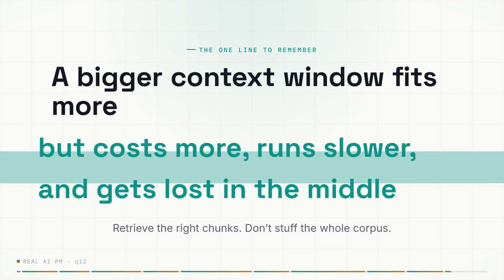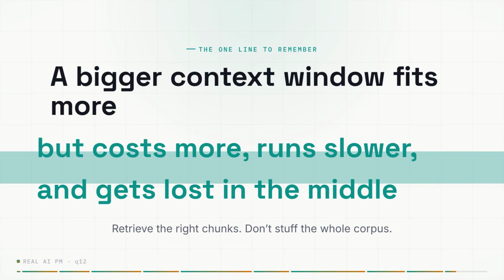Let's recap. The context window is the per request working memory in tokens. Growing it fits more in, which is genuinely useful, but it costs more, runs slower, and thanks to the lost in the middle effect, it doesn't use all of that space well. So you retrieve and rank rather than stuff, and you park the important stuff at the edges. The one line to carry in is that a bigger context window fits more, but costs more, runs slower, and gets lost in the middle.